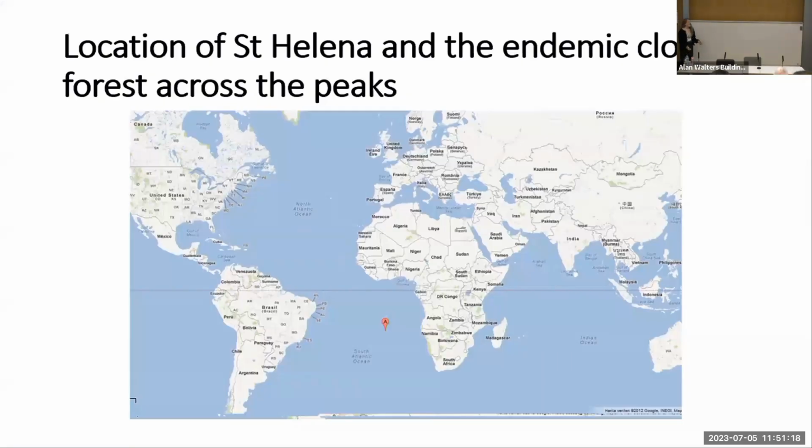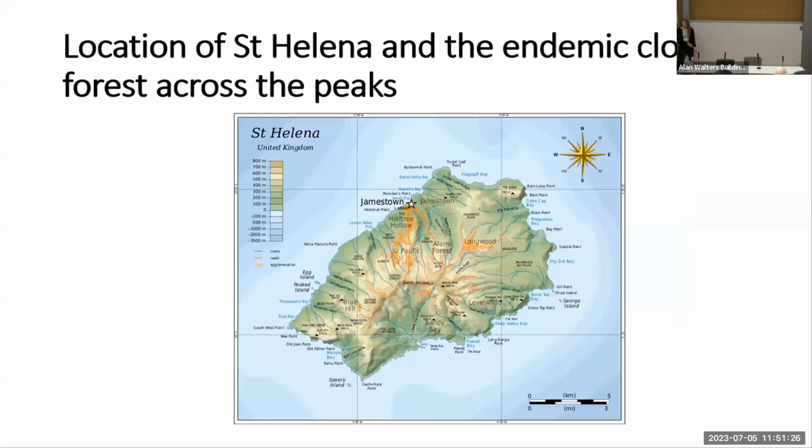So St. Helena is a small island situated in the South Atlantic Ocean off the west coast of Africa. It has a population of around 4,000 people. It's got very arid land around the coast.